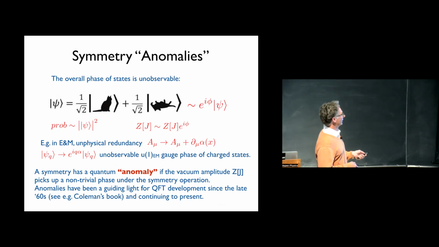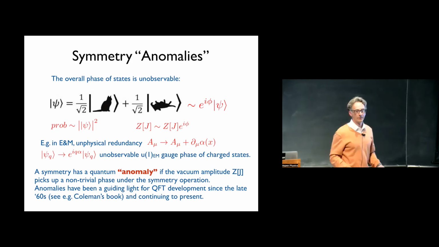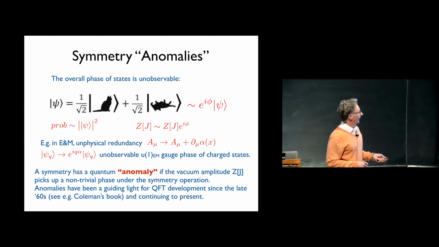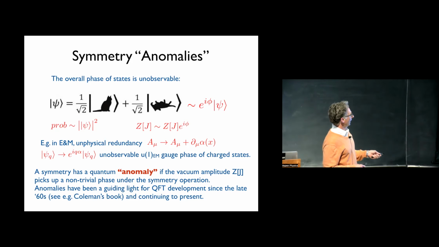So part of the magic of quantum mechanics and quantum field theory is that we don't directly observe states in Hilbert space. And one of the ways that we don't directly observe them is we only see the absolute value squared of them. So you can give them an unobservable phase, because the probabilities are only absolute value squares. And this unobservable phase, we see it in various contexts.